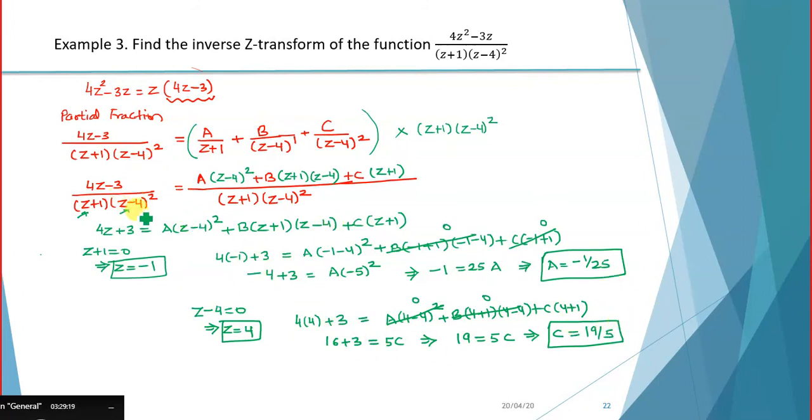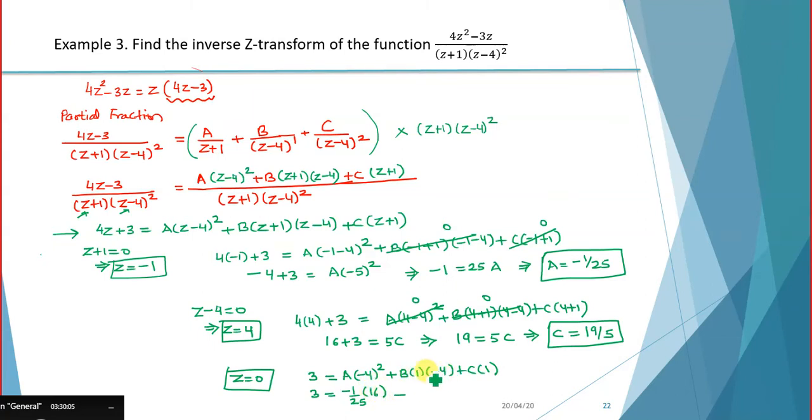Now for the third value, we are not getting it from here. So again here we select this value on our own, which is different from 4 and minus 1. To make it easy, I use z equal to 0 in this equation. So we are left on the left side with 3 equals. Now I will write directly A times minus 4 to the power 2, B times 1 times minus 4, C times 1, because see, we are changing z to 0. Okay, so this gives you 3 equals. What is the value of A? Minus 1 over 25. Minus 4 squared is 16.